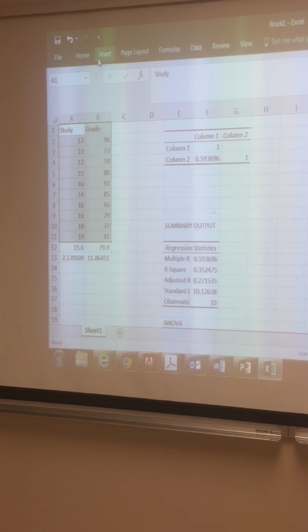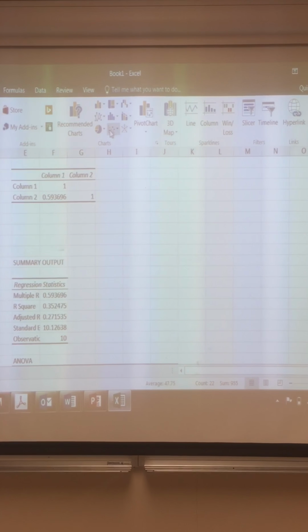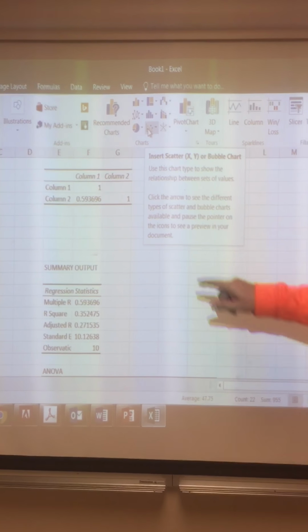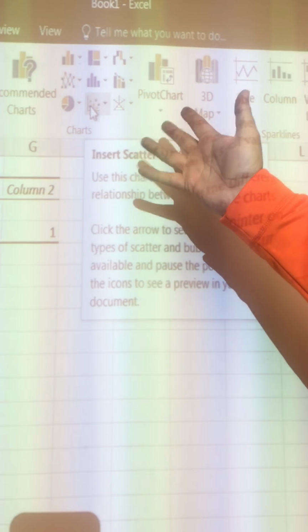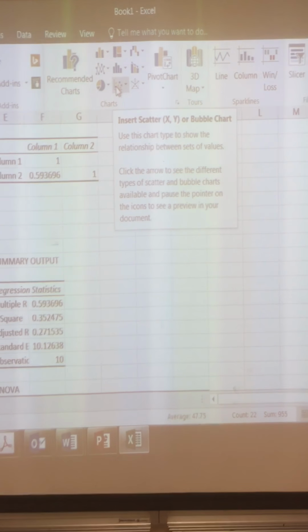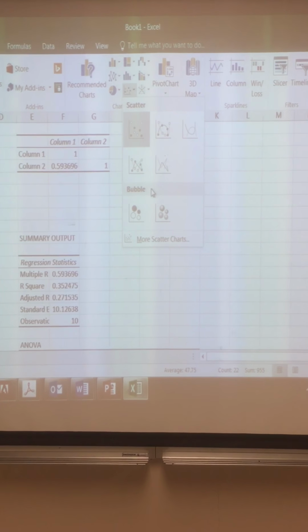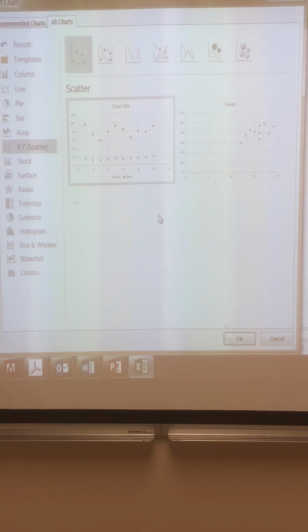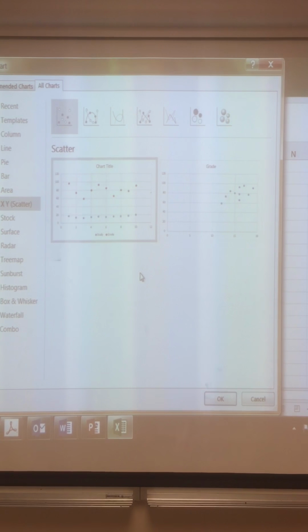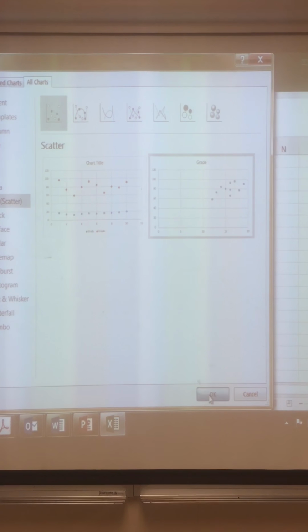And then I'm going to go up here to input, and then I'm going to find my graphs, charts, and I'm going to choose this one right here. In the middle it says scatter X and Y or bubble chart. Well, I'm going to go ahead and click on that, and it's going to open it up. There's a scatter plot there. I just want some more options, see what's out there. Oh boy, there it is. That's the one I want. So I'm going to go ahead and highlight that and click OK.